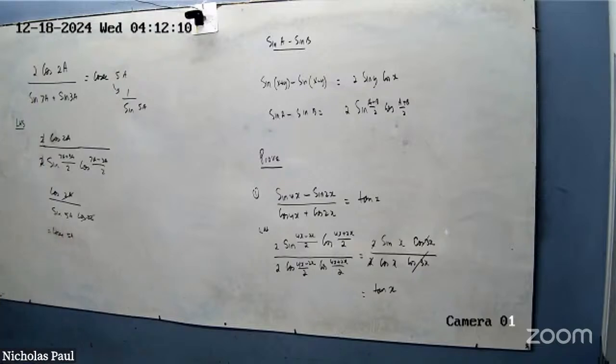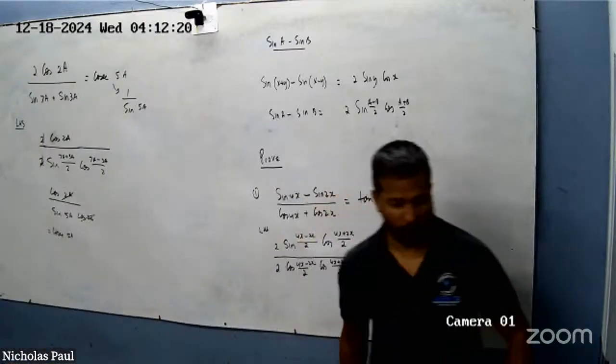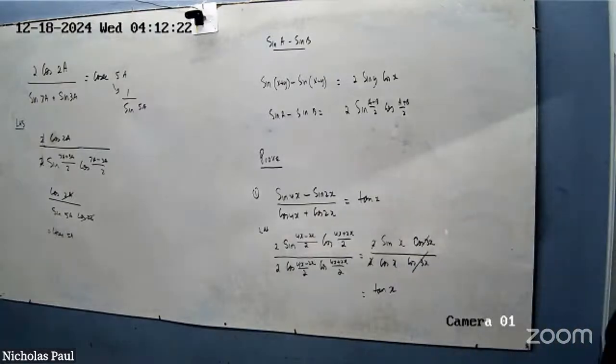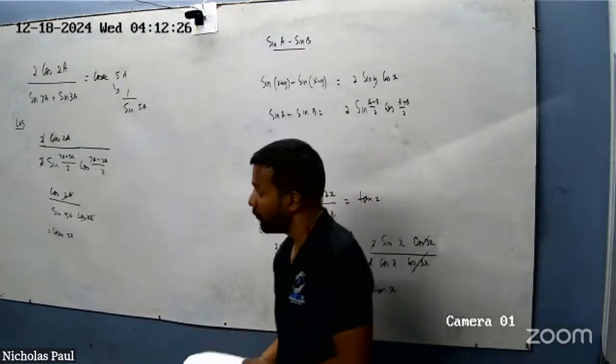That's okay. So this one was even shorter, like 3 lines. All right, let's go again. Any questions online?